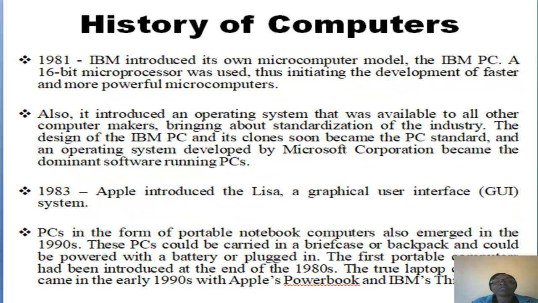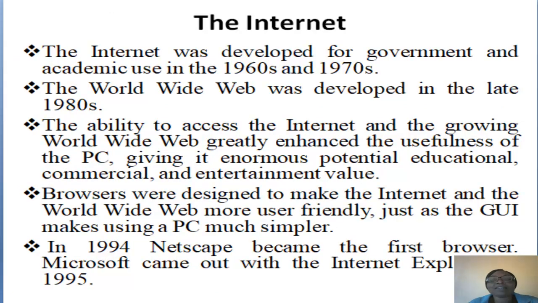In 1981, IBM introduced its own microcomputer model. In 1983, Apple introduced the Lisa, a graphical user interface system. So these are the histories of the computer. You will see more of this history in your lecture notes. Now let's look at the internet.